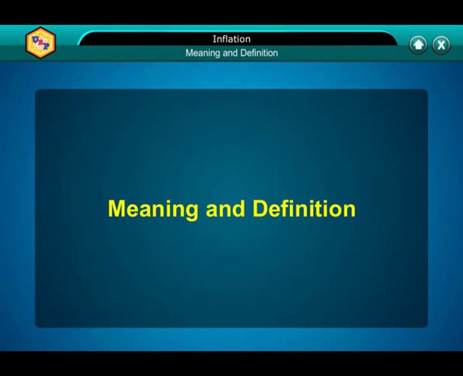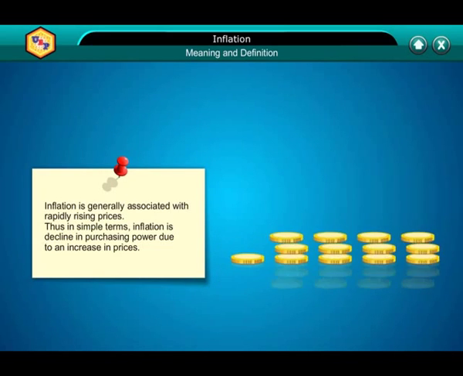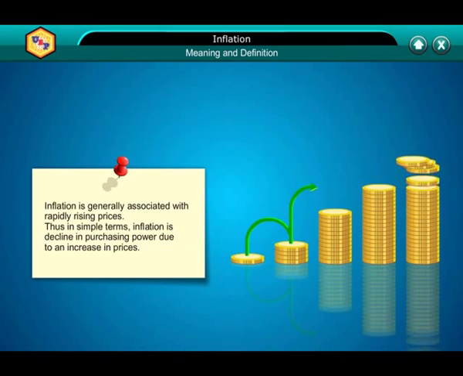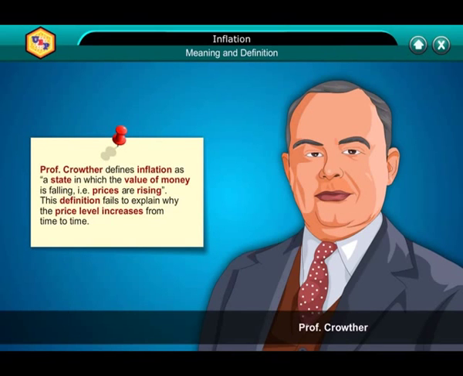Meaning and definition. Inflation is generally associated with rapidly rising prices. Thus, in simple terms, inflation is a decline in purchasing power due to an increase in prices. Professor Crowther defines inflation as a state in which the value of money is falling. That is, prices are rising.